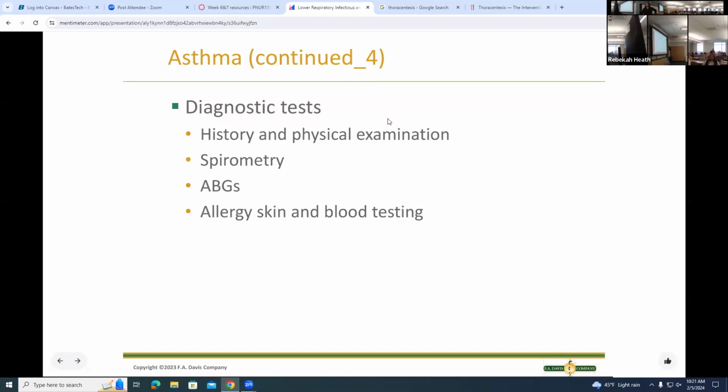Okay. Sometimes they'll do some allergy testing, either skin prick testing or blood testing for these patients to try to see if they can figure out what they're allergic to, maybe figure out what triggers there are.